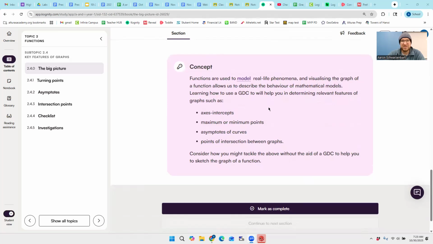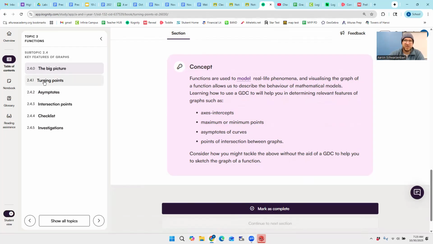Concept: functions are used to model real-life phenomena, and their graphs are an important piece of visualizing that. Learning how to use your graphing GDC. GDC is graphical display calculator. Anytime you see that, it means graphing calculator. To find axes, max mins, asymptotes, we're going to find those by hand, and points of intersection between graphs we'll all do on a graphing calculator.